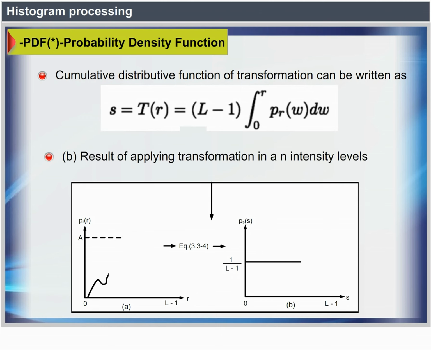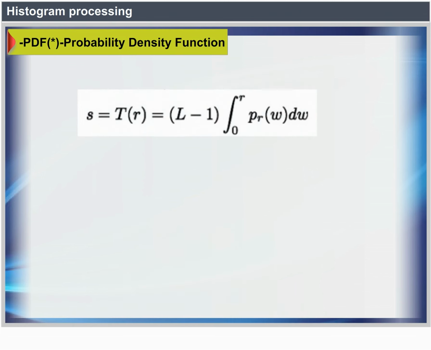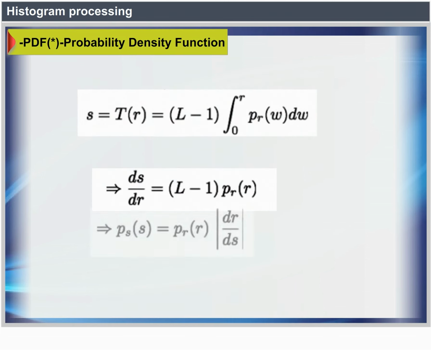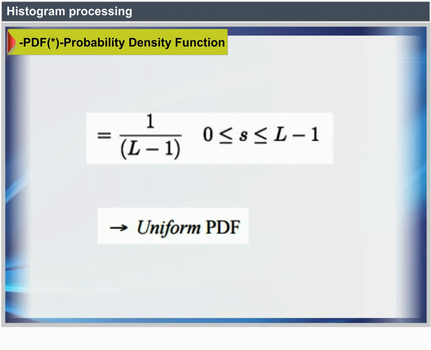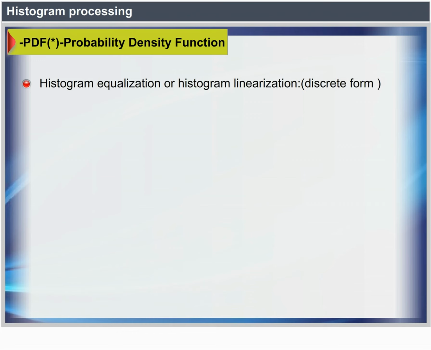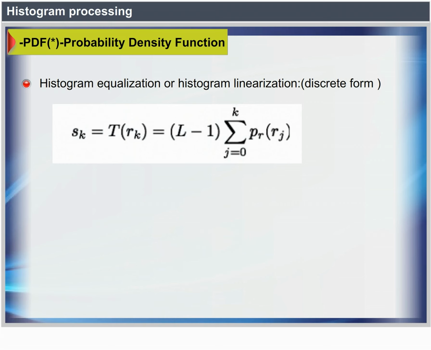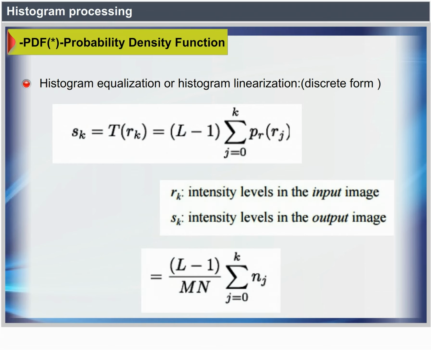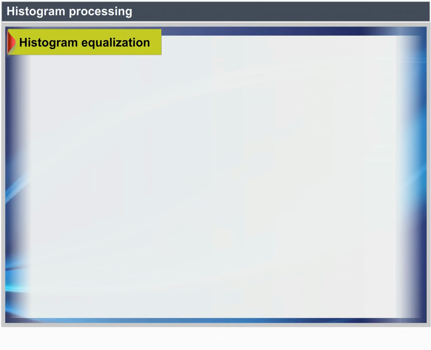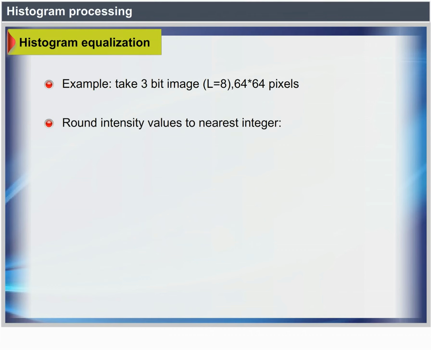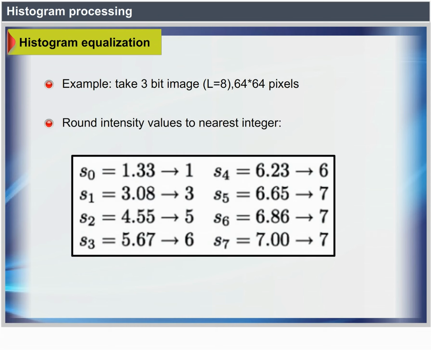Histogram equalization. For example, take a 3-bit image, L equals 8, 64 star 64 pixels. Round intensity values to nearest integer. And the representation is as shown on screen. Table for intensity distribution and histogram values for 3-bit 64 star 64 image is as shown. Below figure represents histogram equalization of 3-bit image. Original image, transformation function, equalized histogram.